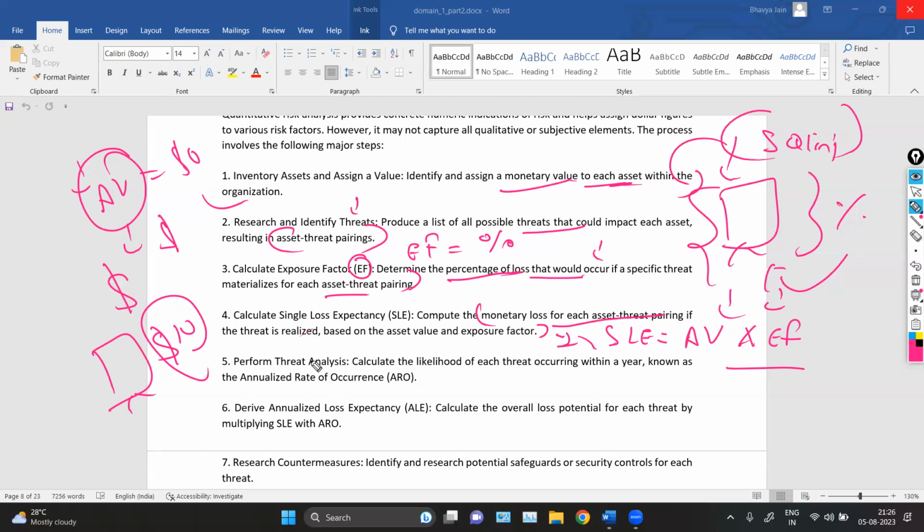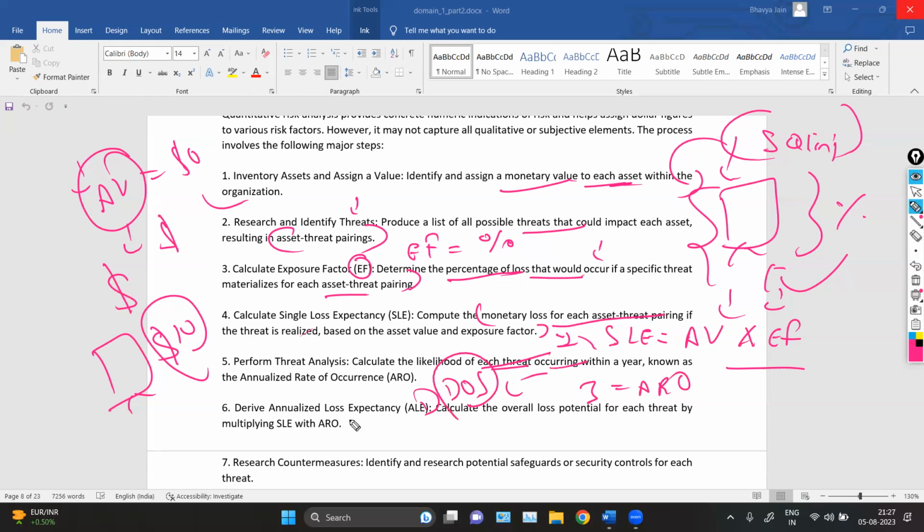Then we perform threat analysis. Here we have ARO. Calculate the likelihood of each threat occurring within a year, known as ARO, the annualized rate of occurrence. Let's say a service is vulnerable to a DoS or DDoS attack. How many chances are there that this DDoS attack will occur within a year? Let's say you have three chances, so the ARO is equal to three.